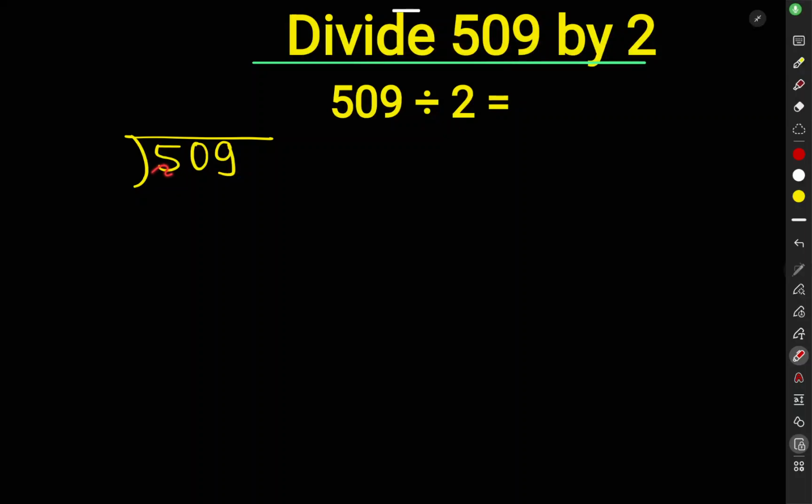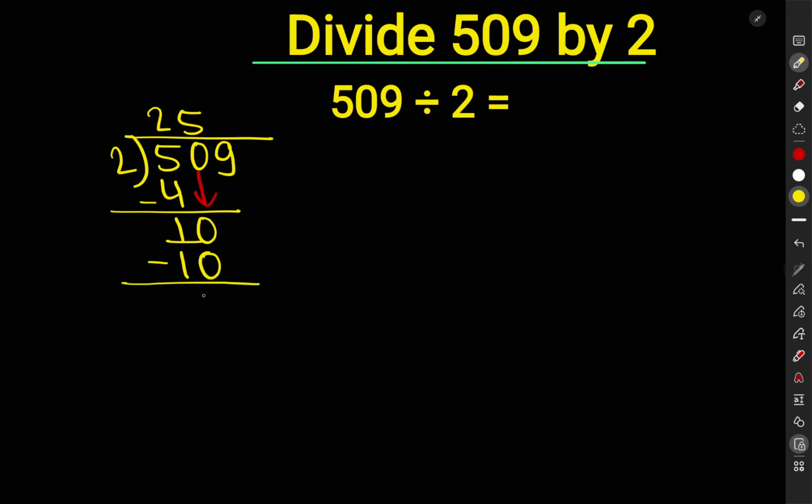We divide 509 by 2 in a long division method. 2 times 2 is 4. On subtracting, it is 1. So we put down this 0 and it is 10. 2 times 5 is 10. On subtracting, it is 0.